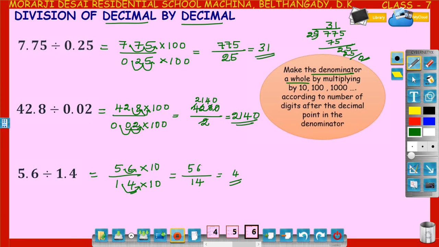This is about division of decimal by decimal. Remember, you have to make the denominator a whole number by multiplying by 10, 100 or 1000, according to the number of digits after the decimal point in the denominator.